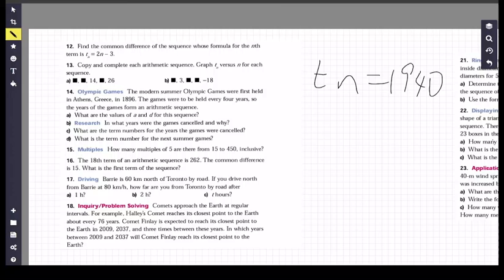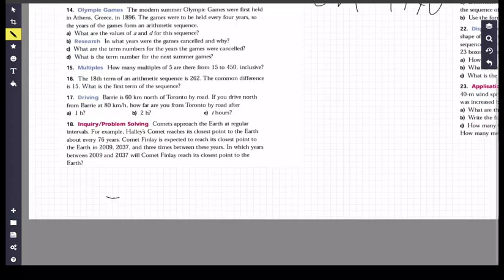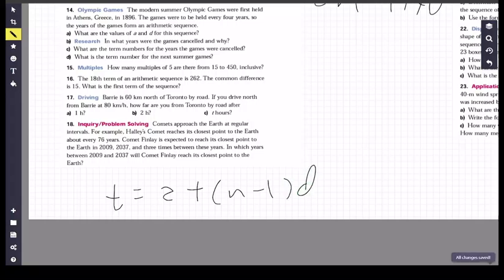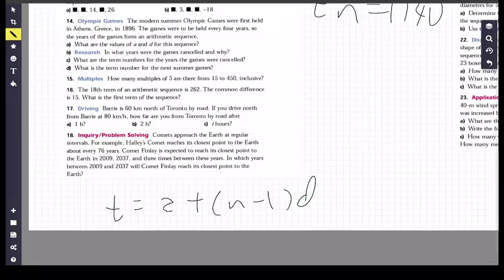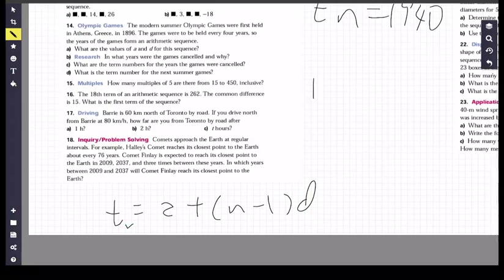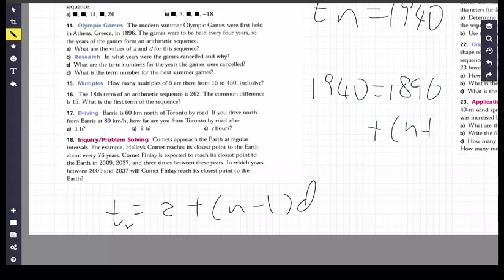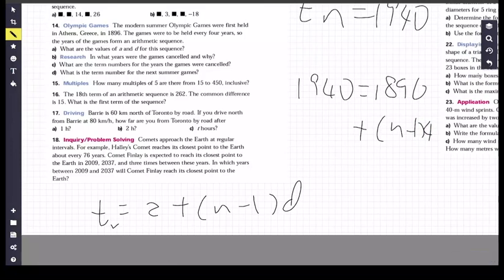Let's remind ourselves what our arithmetic sequence formula was. That was Tn equals a plus n minus 1 multiplied by d, right? That was our entire formula. So our Tn is 1940, and we know a is 1896, and we're adding n minus 1, and we know d is 4. Let's go ahead and move this to the left side.